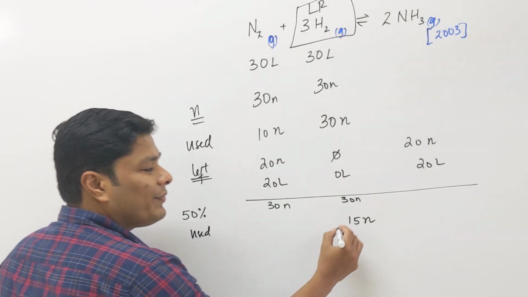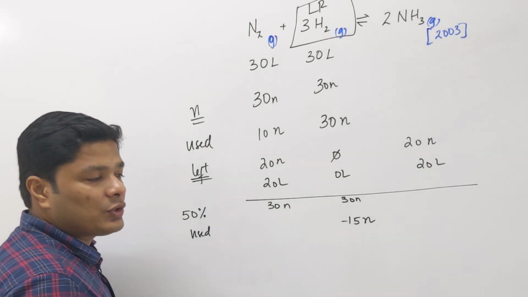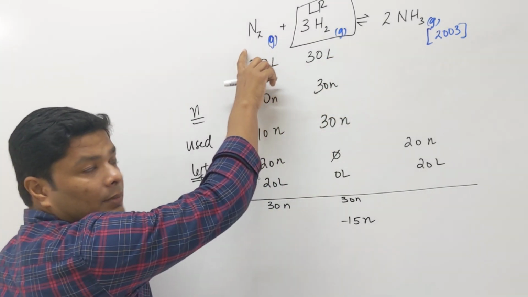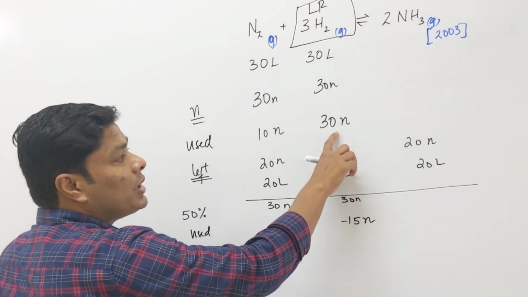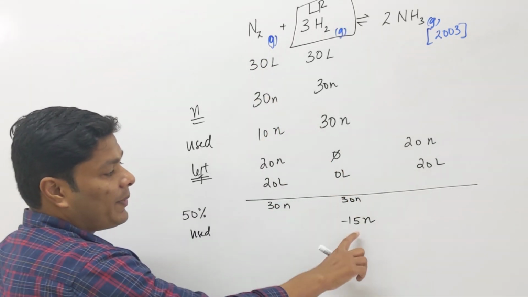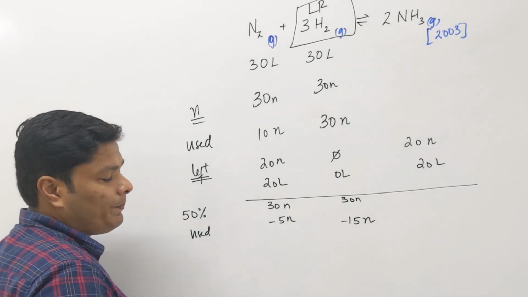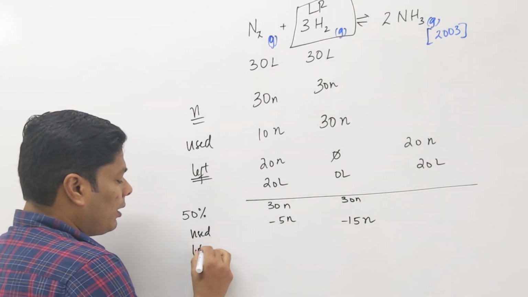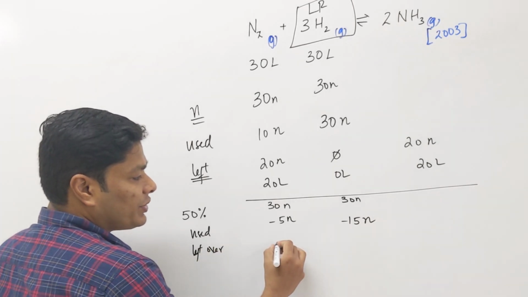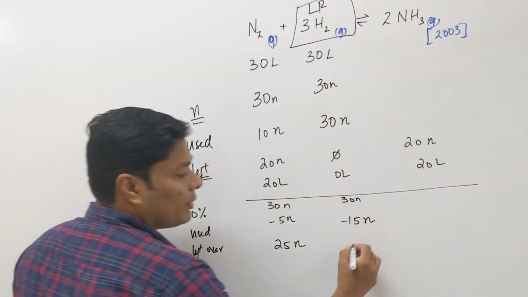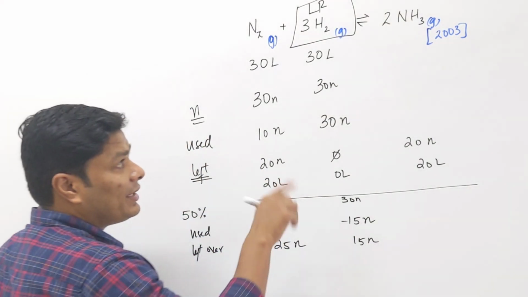If you want, you can differentiate it by saying minus, because we say it is used. 3 moles uses 1 mole. Correct? 3 uses 1. 30 used 10. So how much will 15 use? 5 moles is used up. Leftover is how much? 25 moles nitrogen is left over. 15 moles hydrogen is left over.